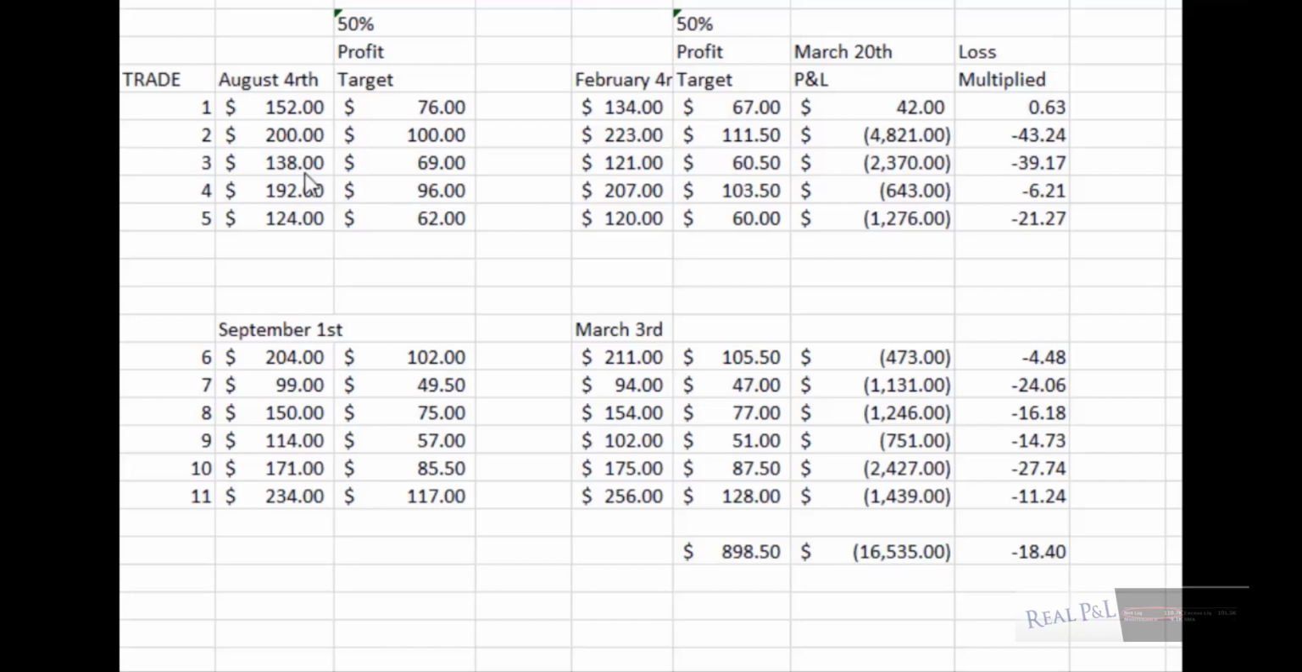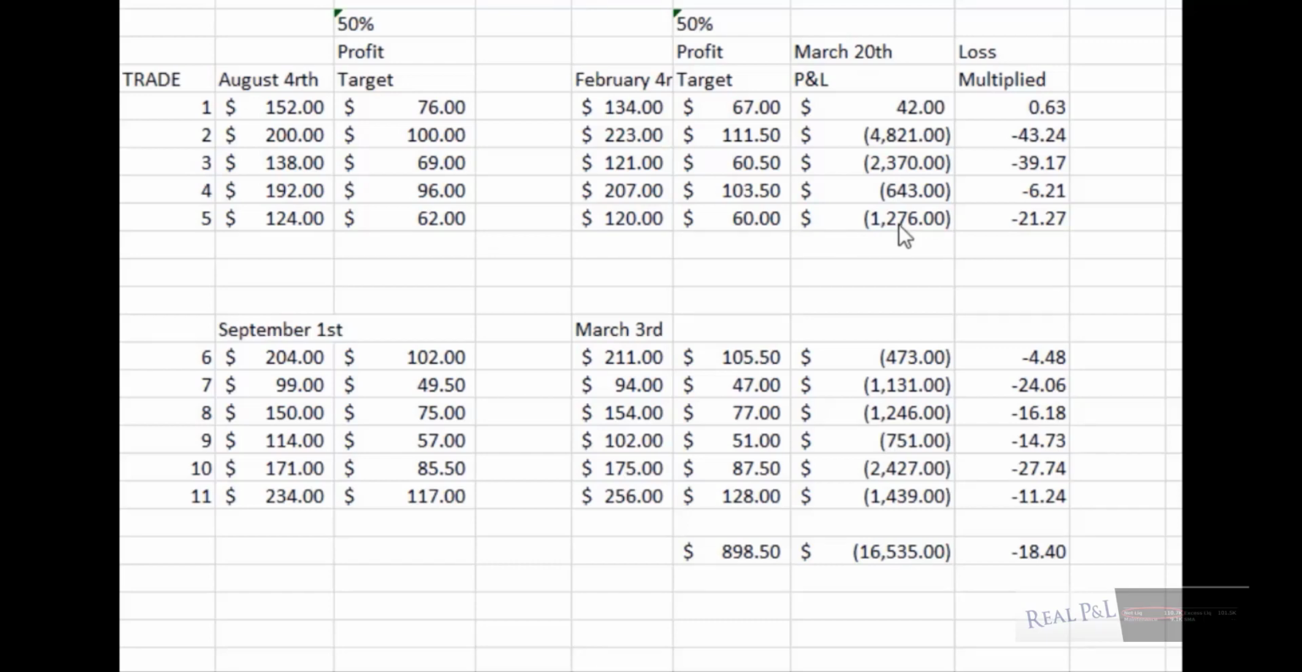Trade number 3 was also a short put. And you can see the exponential losses here. Trade 4 was also a short put. You can see pretty good losses. Trade 5, also a short put. You can see that you're trying to make $60 and you lost $1,276.